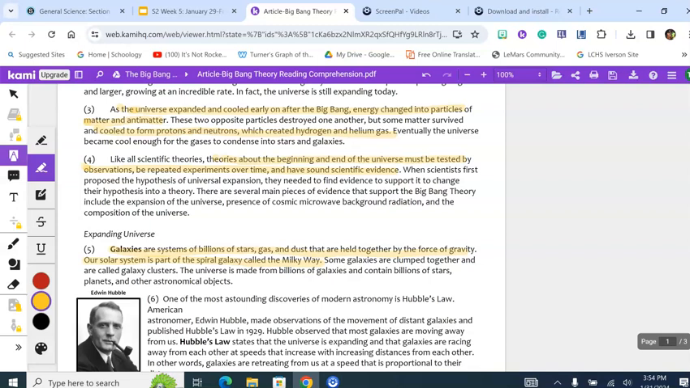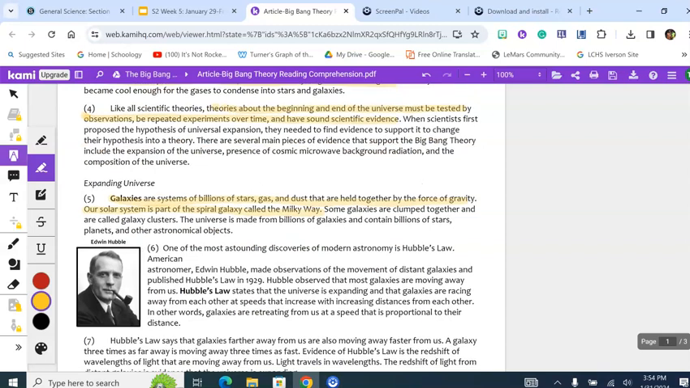Paragraph number 6. One of the most astounding discoveries of modern astronomy is Hubble's law. American astronomer Edwin Hubble made the observation of the movement of distant galaxies and published Hubble's law in 1929. Hubble observed that most galaxies are moving away from us. Hubble's law states that the universe is expanding and that galaxies are racing away from each other at speeds that increase with increasing distances from each other. In other words, galaxies are retreating from us at a speed that is proportional to the distance.